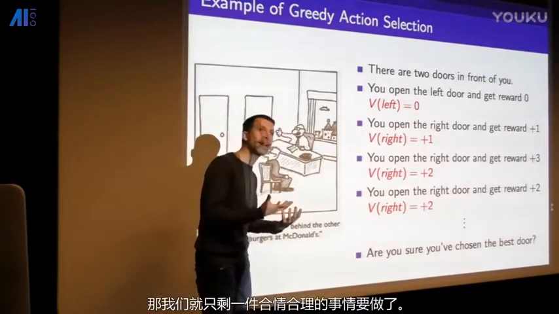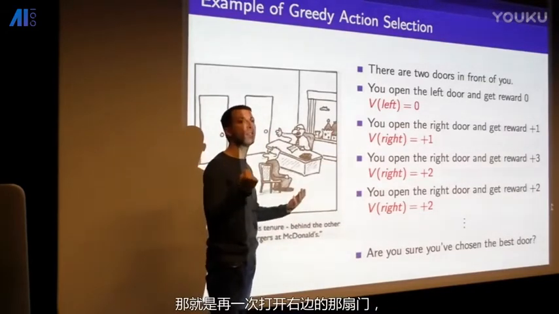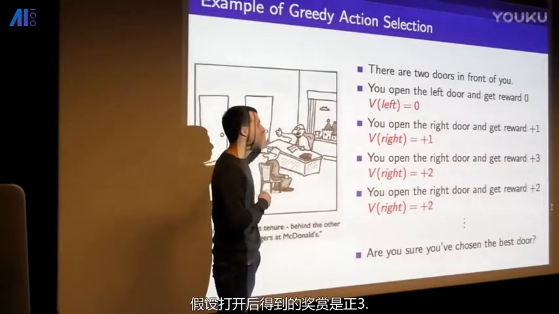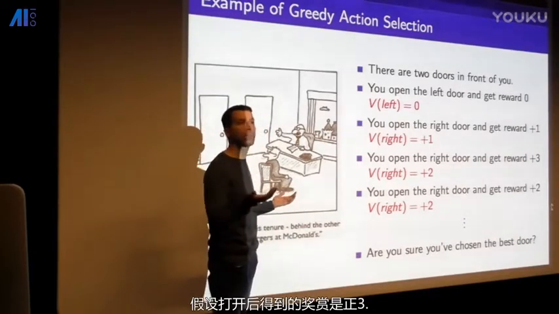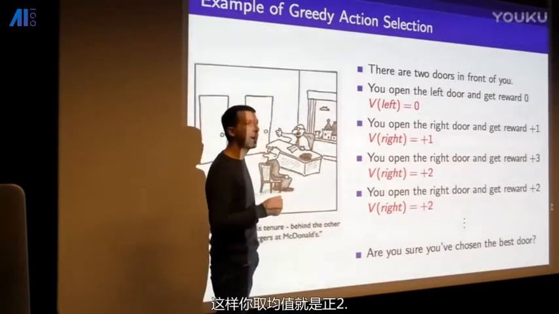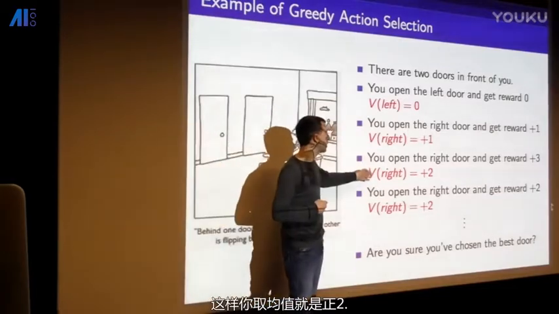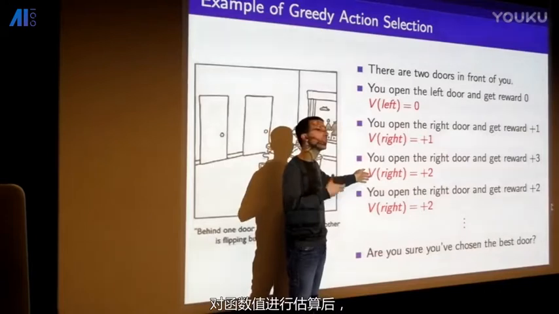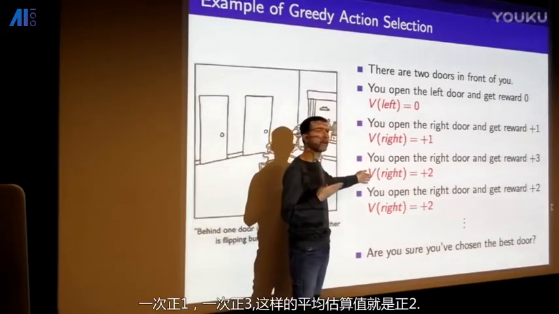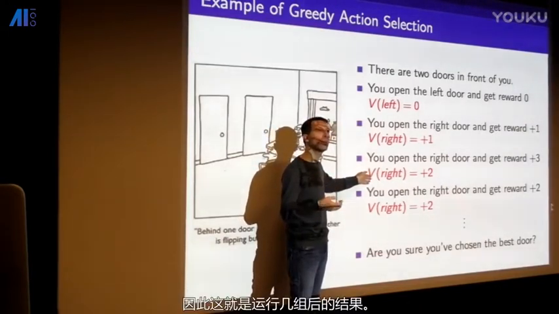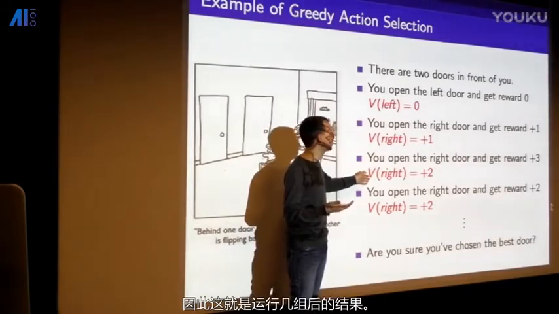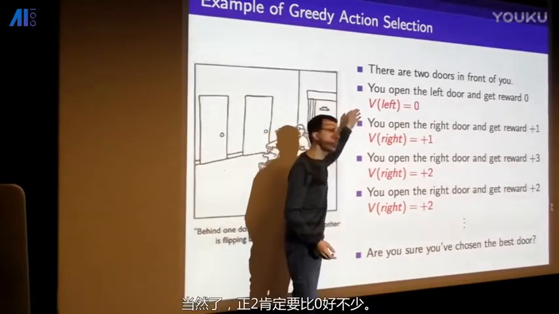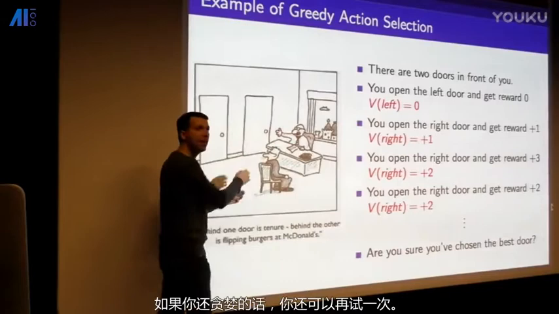So if you're acting greedily, there's only one logical thing to do, which is to open the right door again. Let's say it gets a reward of +3. So now your mean, after these steps, you've seen +1 and +3. So your Monte Carlo estimate of the value of that door is now +2, the mean of those two episodes that you've seen. So +2 is clearly better than 0. So if you're acting greedily, you would pick it again.